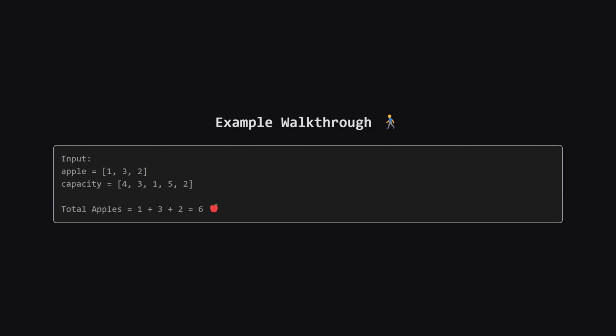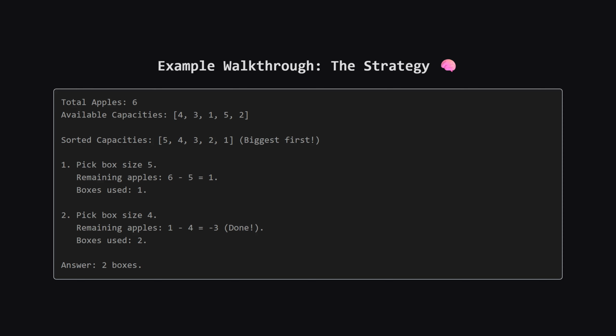Let's walk through an example to see how this works. Suppose our apple list is 1, 3, and 2. If we add those up, we have a grand total of 6 apples. That's our target number. Now look at the capacities. We have boxes of sizes 4, 3, 1, 5, and 2. We need to store 6 apples using the fewest boxes possible.